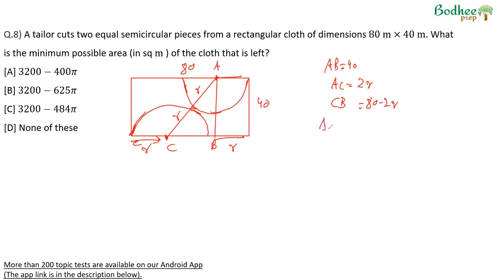Now in triangle ACB, we put in the Pythagoras theorem. AC square is equal to AB square plus BC square. So AC, 40 square is equal to AB.